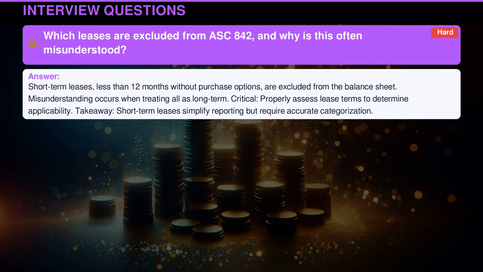Short-term leases, less than 12 months without purchase options, are excluded from the balance sheet. Misunderstanding occurs when treating all as long-term. Critical: properly assess lease terms to determine applicability. Takeaway: short-term leases simplify reporting but require accurate categorization.